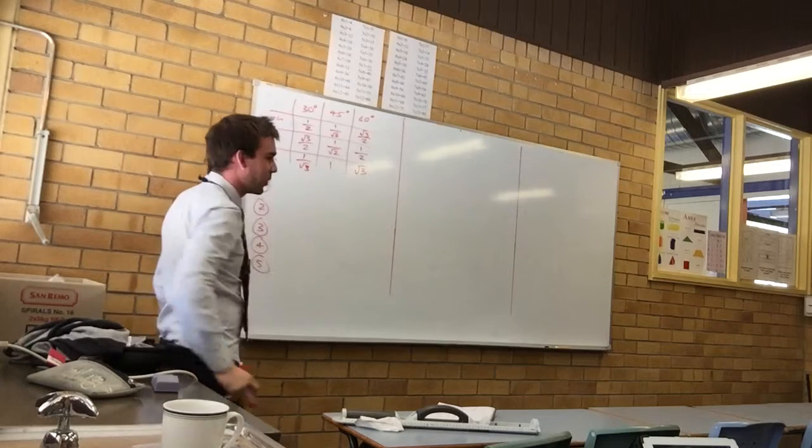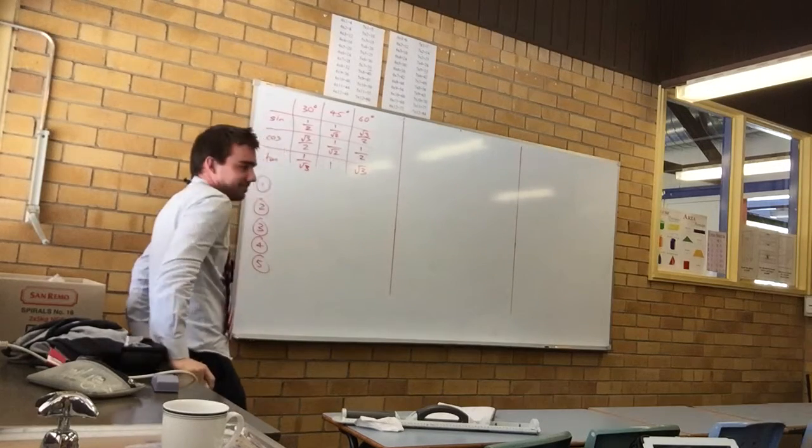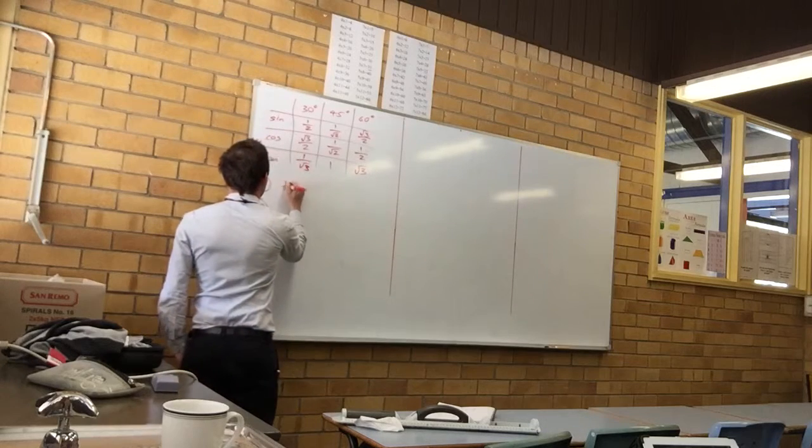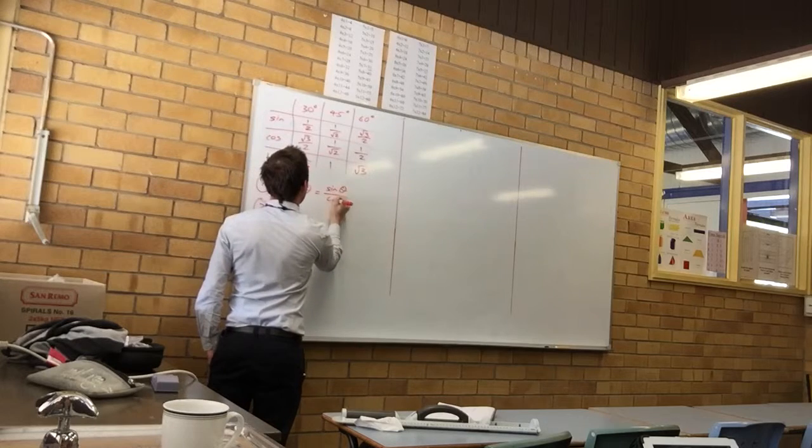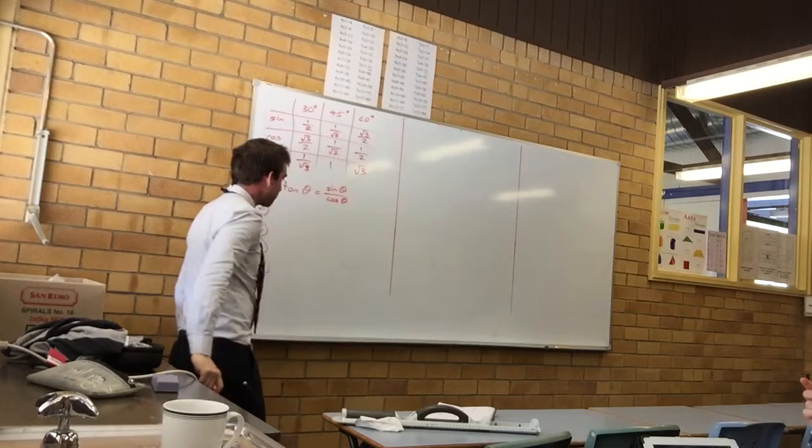Alright, first one, let's go Robin. The tan of theta, which is sine of theta over cos of theta.